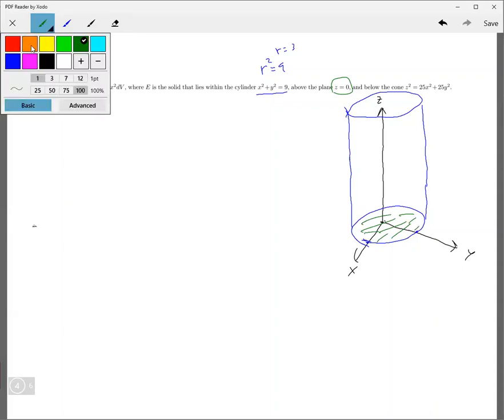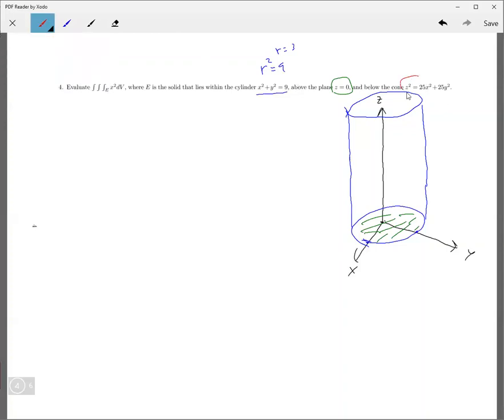Okay, and then you have this cone here. What does this look like? z squared equals 25 r squared, which is z equals 5r. So that's z equals 5r, and that one is going to come up like this.